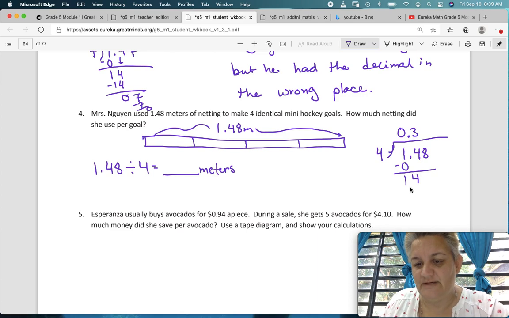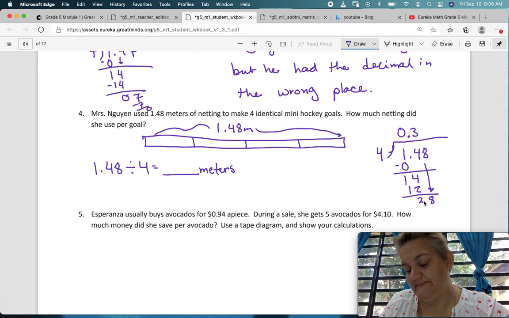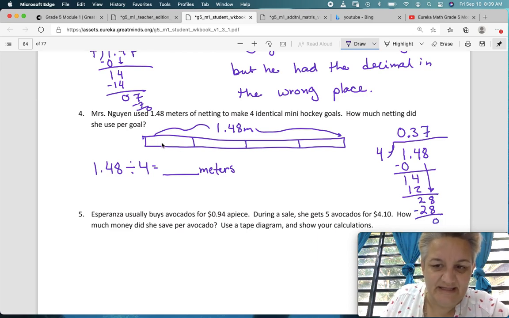3 times 4 is 12. We're going to have 2/10 left over, so we're going to turn that into 28/100ths. 4 goes into 28/100ths 7 times, okay? 7 times 4 is 28. And our answer then is 0.37. So each of these is going to be 37/100ths of a meter.